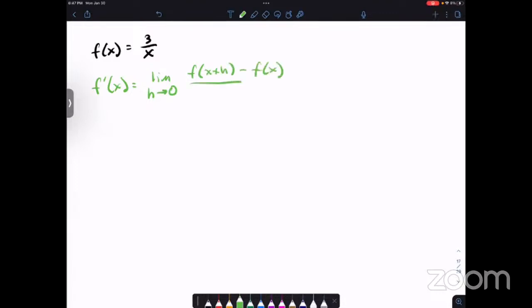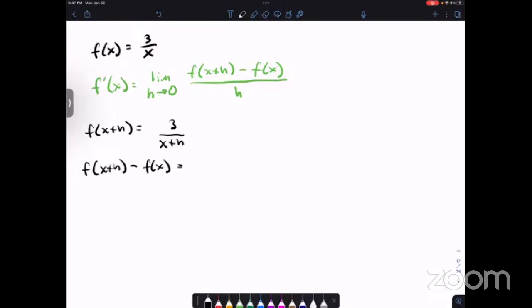So let's do part by part. This one does get a little intense, so we just have to do the best we can. Let's start with f of x plus h, okay? So then if we replace the x with x plus h, we'll get this, right? And I don't think we can break that down any further. So then let's look at f of x plus h minus f of x, okay? So then that's going to be this guy minus this guy, okay?